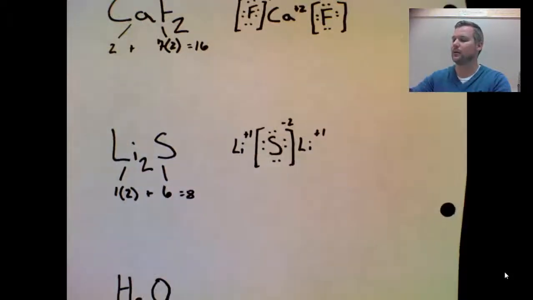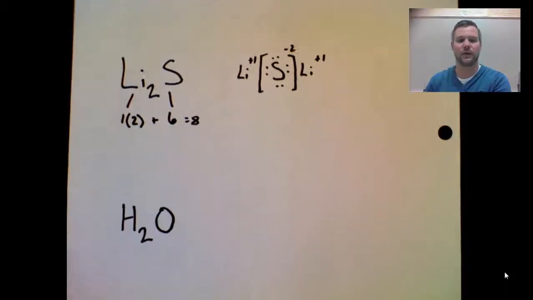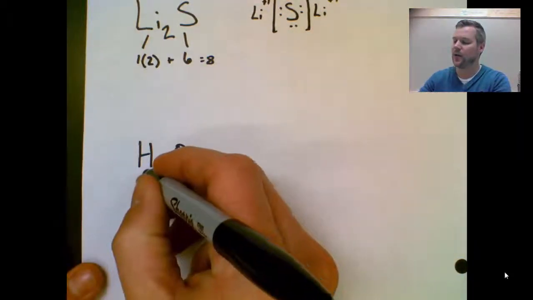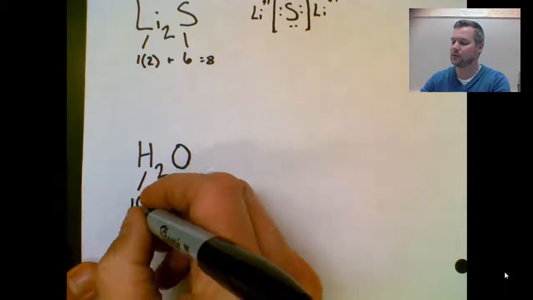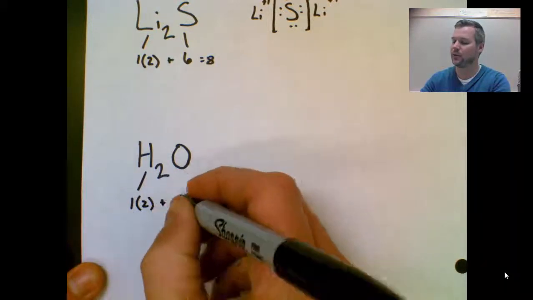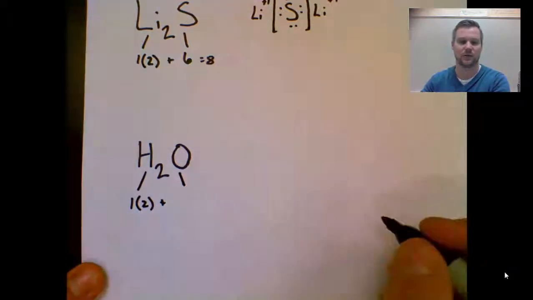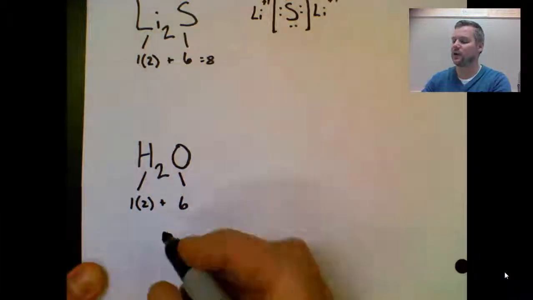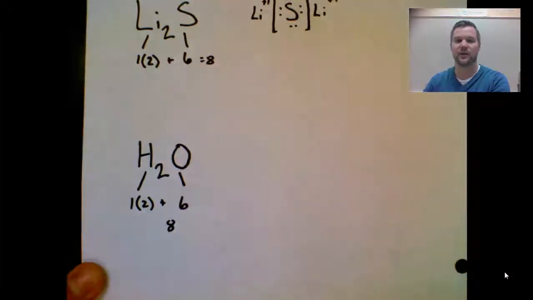Each lithium cation is going to go on flanking sides of the sulfur ion, sulfide. The next several examples will be covalent samples. So this is H2O, water. Covalent happens to have shared electrons, so our picture is going to show shared electrons using lines. Hydrogen's in group 1, oxygen's in 6. There's 2 copies of hydrogen. This gives us 8 total valence electrons.